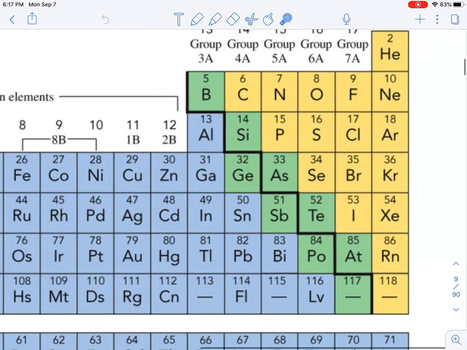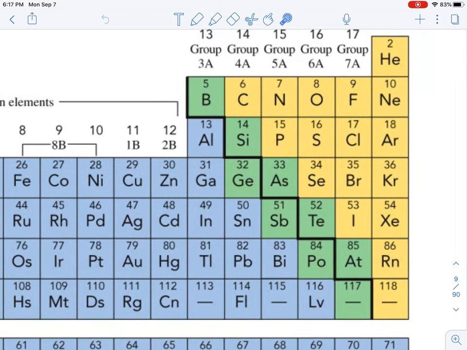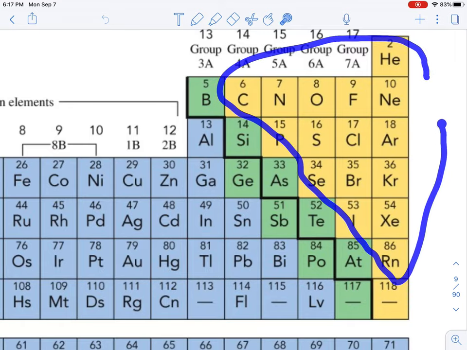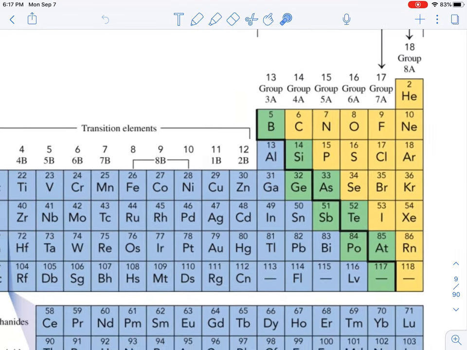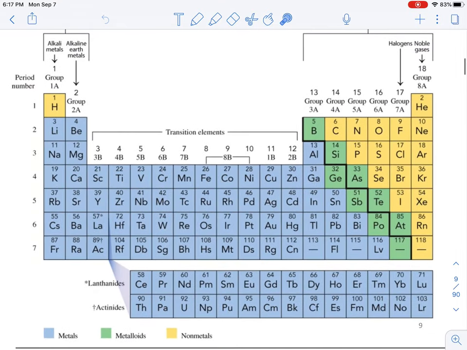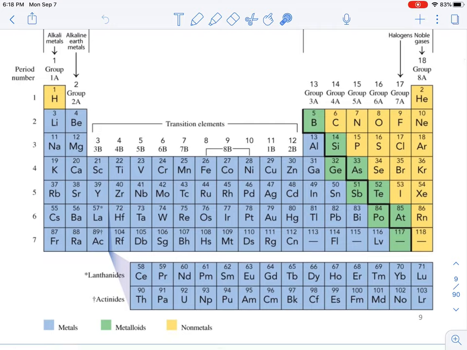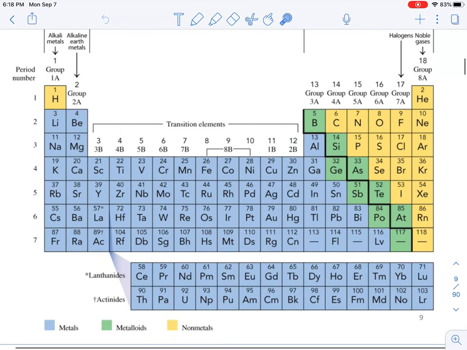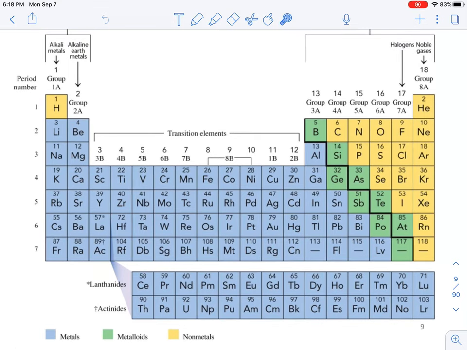Now, to the right of the staircase, it's basically all of these elements that are in yellow. All of these elements in yellow are known as nonmetals. There is one other nonmetal that's not technically to the right of the staircase. It's to the left of the staircase over here, which is hydrogen. Notice that the color of hydrogen is yellow, which is nonmetal. So we have some trends, we have some exceptions. Not everything is going to fit into a beautiful pattern, even though we want it to.